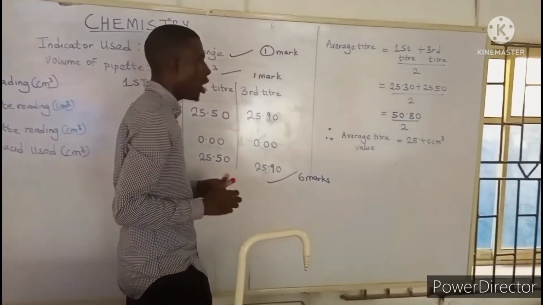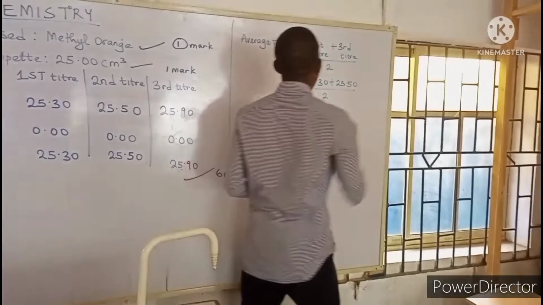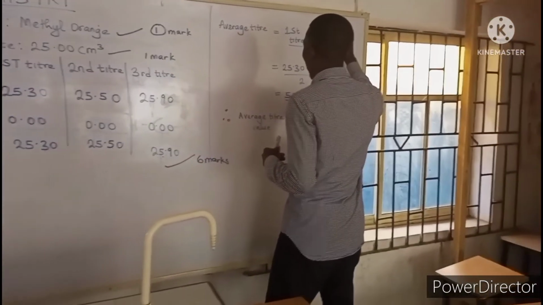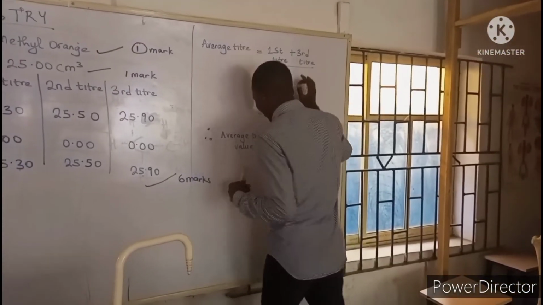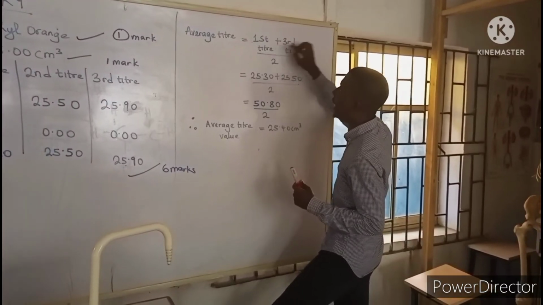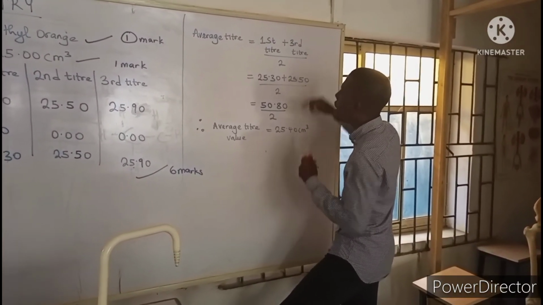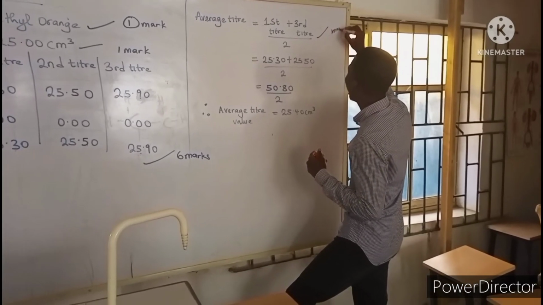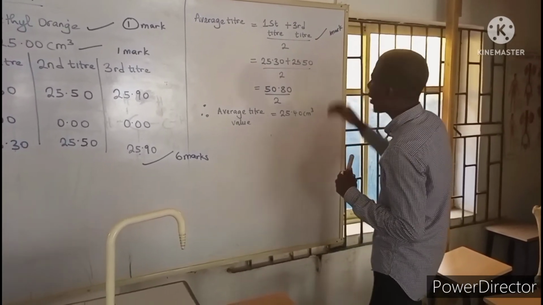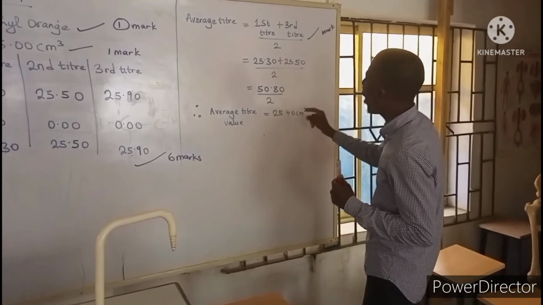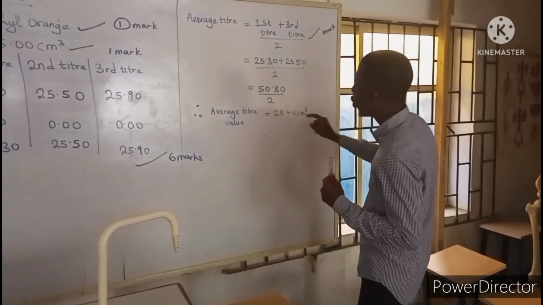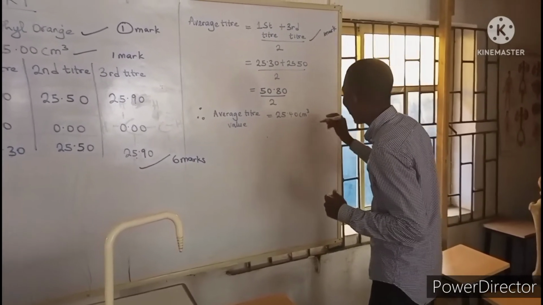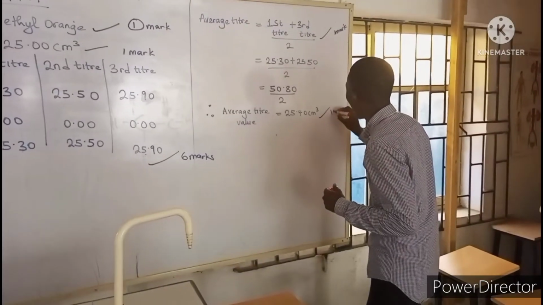Now, the next thing, once you have the titre values, once you indicate that the first and the third, I did not just go straight. I indicated that it was the first and the third titre value I'm using for my calculation. You are entitled to 1 mark for writing that. Now, the next thing, after calculating, remember to put your average titre value too in 2 decimal places. After getting your answer, you'll be entitled to 1 mark.